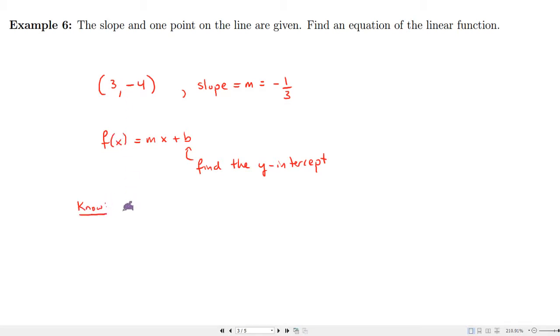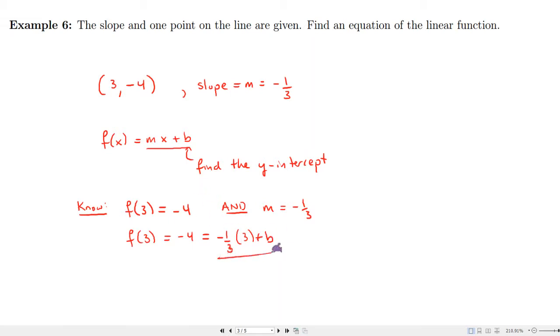If I were to evaluate f at x equals 3, then this is negative 4. That's what that point translates to. And m is equal to negative 1/3. So we could say f of 3 is equal to negative 4, which is equal to this thing where we substitute in negative 1/3 x plus b. What does this tell us? Well, we also know that x was 3, so the input was 3. I erased a little bit too much there. So this is negative 1/3 times 3 plus b.